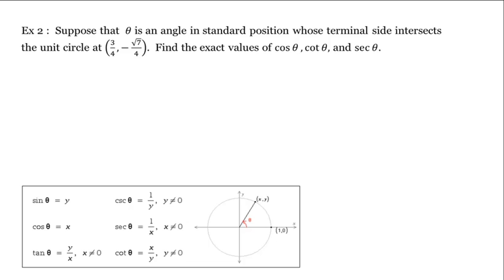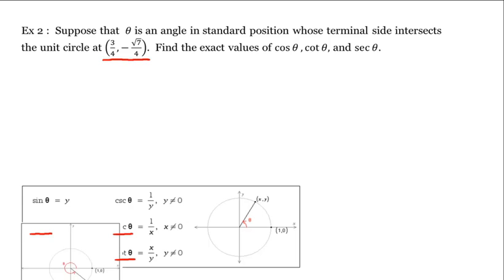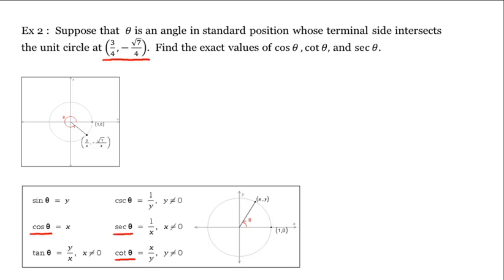Again, we're going to use the following definition, but now we're going to find cosine of theta, cotangent of theta, and secant of theta. So we're given that the terminal side of theta intersects the unit circle at 3/4, negative square root 7 over 4, as shown in the figure here. Therefore, the x-coordinate of this point is 3/4, and the y-coordinate is negative square root 7 divided by 4. Therefore, cosine of theta is equal to the x-coordinate, or 3 divided by 4.